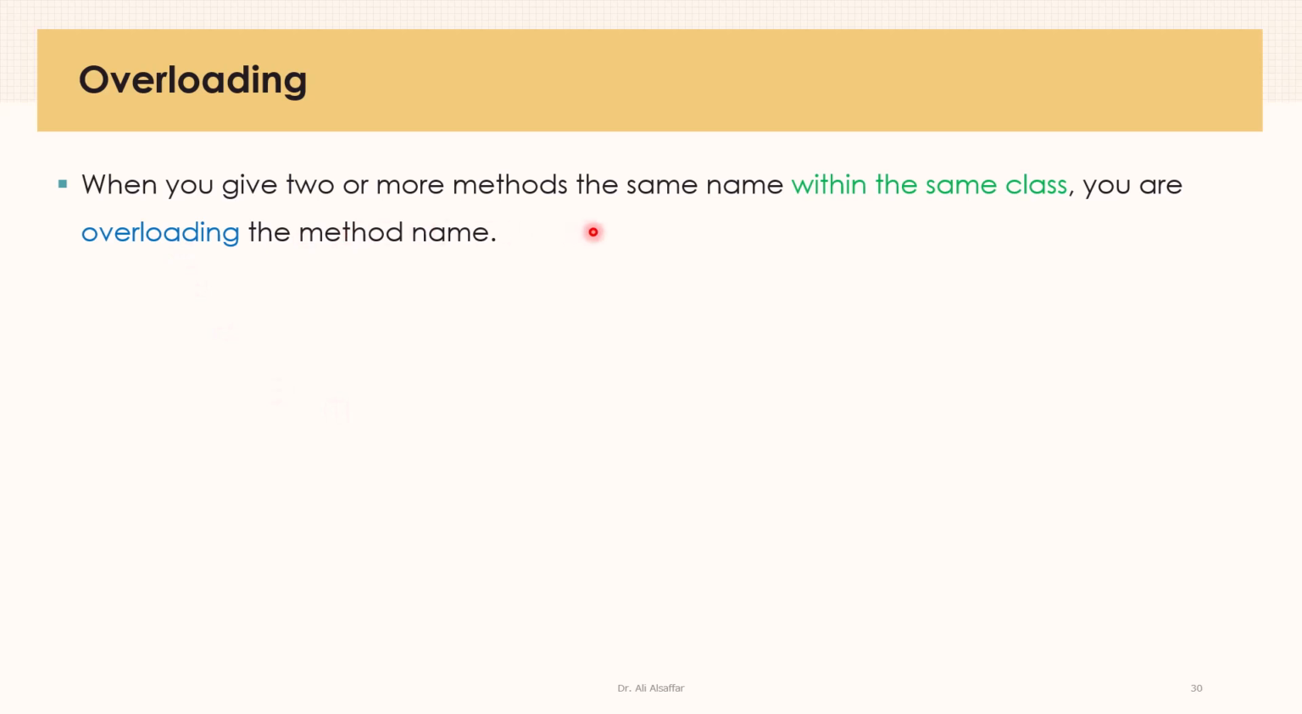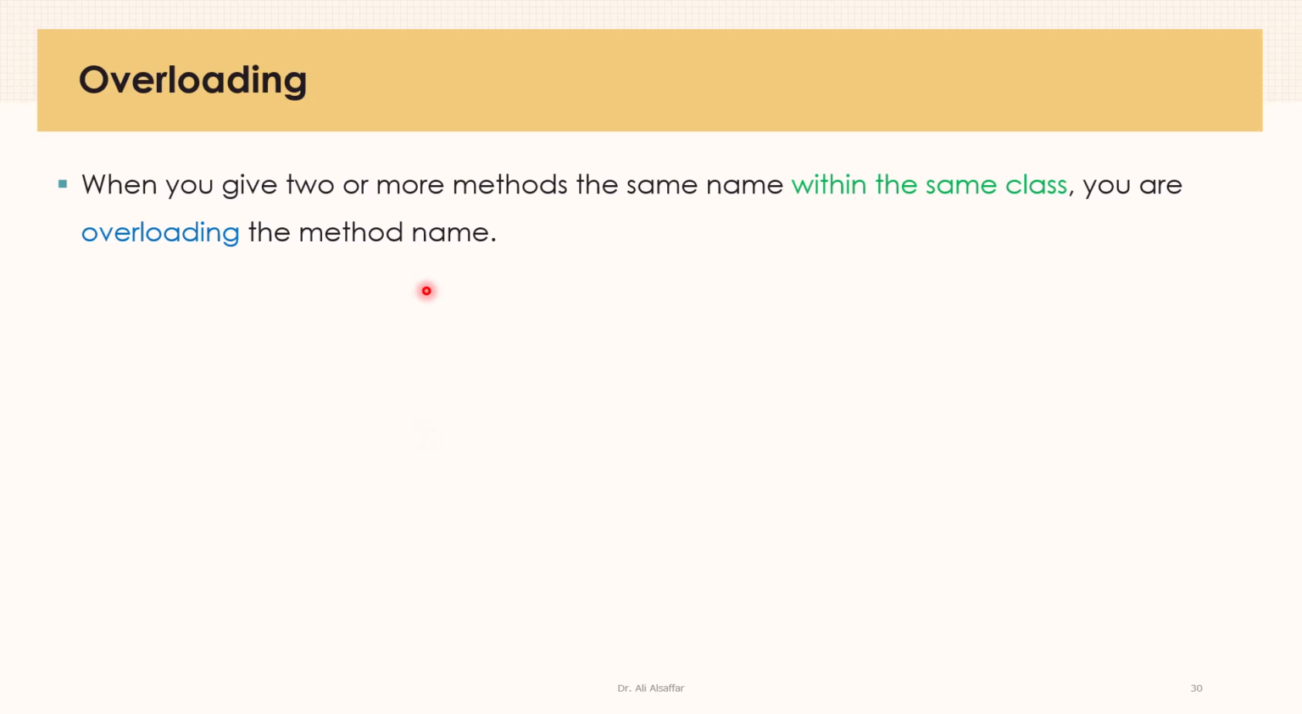If you give two or more methods the same name within the same class, the method is then called an overloaded method. We have already implemented overloaded methods before, but we didn't know that they were called overloaded methods. When did that happen? It happened when we defined multiple constructors within the same class.